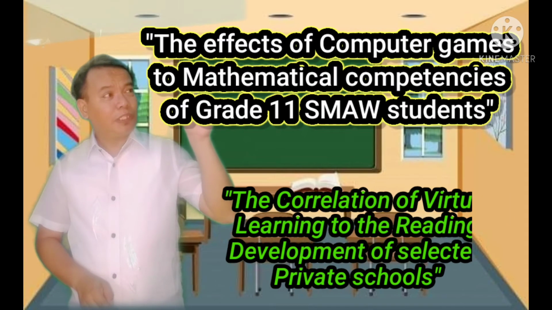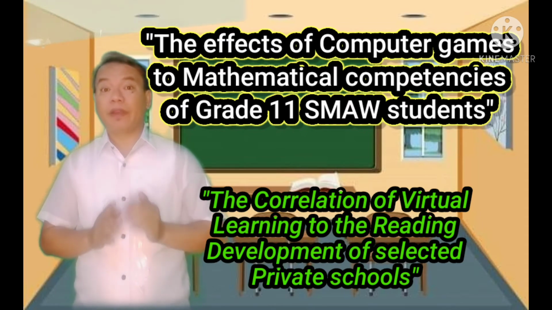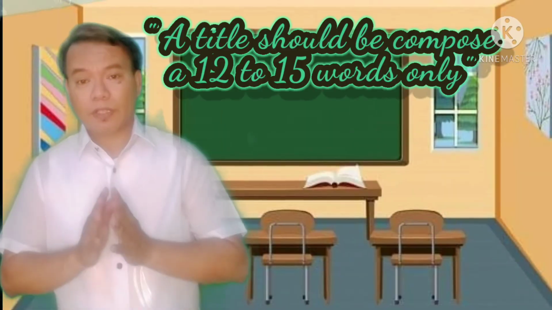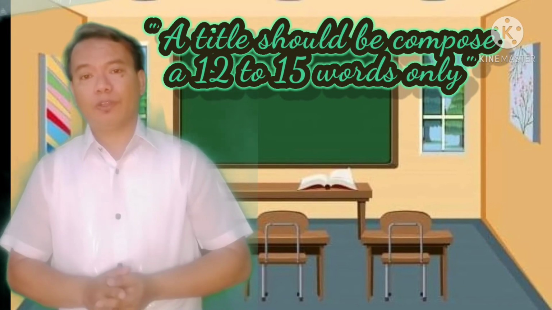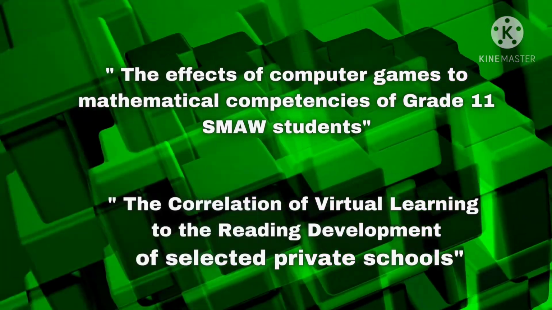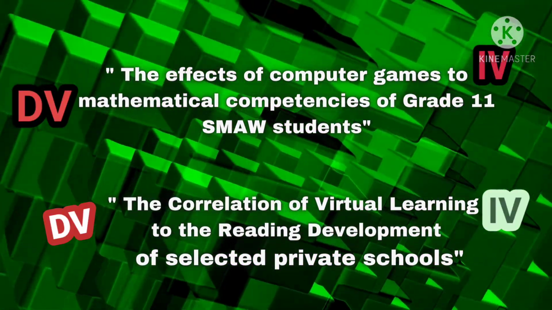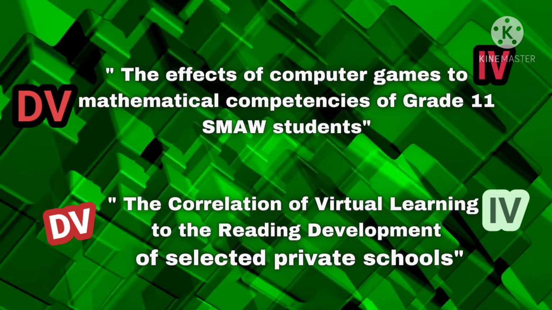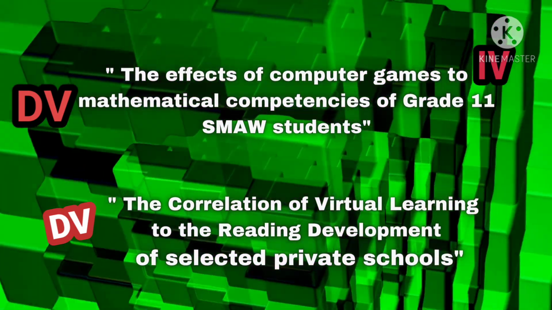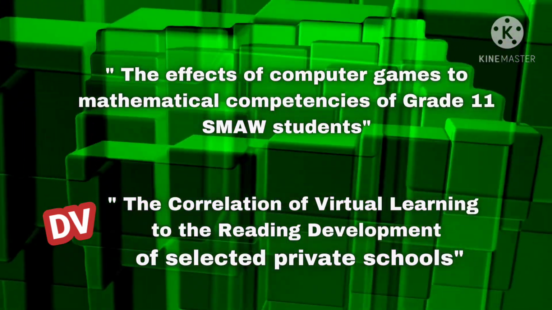With these examples, we can see the guidelines provided earlier. Each of the two examples summarizes the main idea of the study, and is concise and brief. Because according to the experts, a title should be composed of 12 to 15 words only. And of course, the two examples show the relationship of variables. The IV and DV are there.